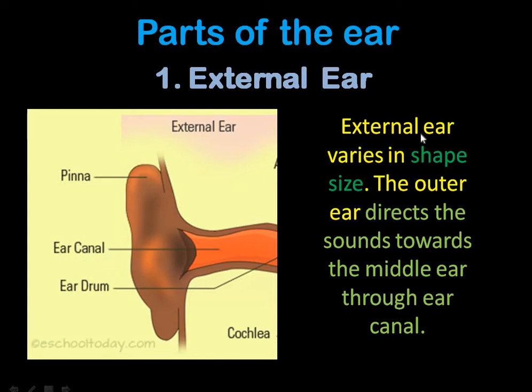External ear. Now, external ear varies in shape and size. The outer ear directs the sound towards the middle ear through the ear canal. As I told you earlier, this outer ear directs the sound in the ear canal. This red section here is the ear canal. The sound keeps on going in this canal, in this pipe.